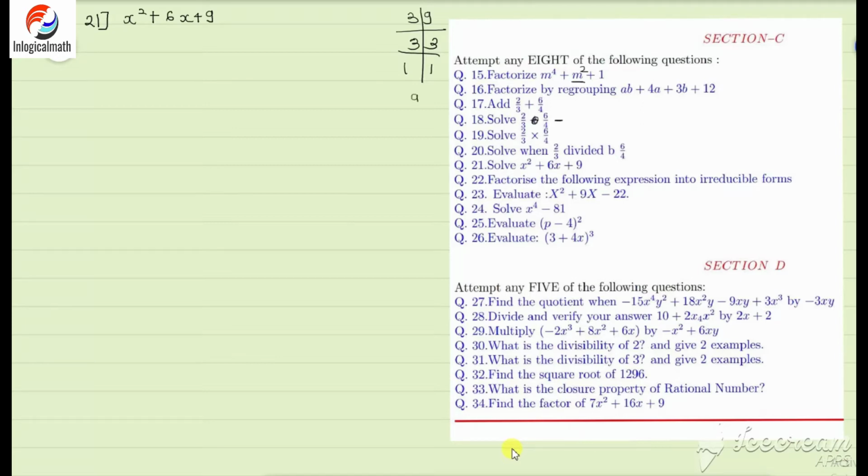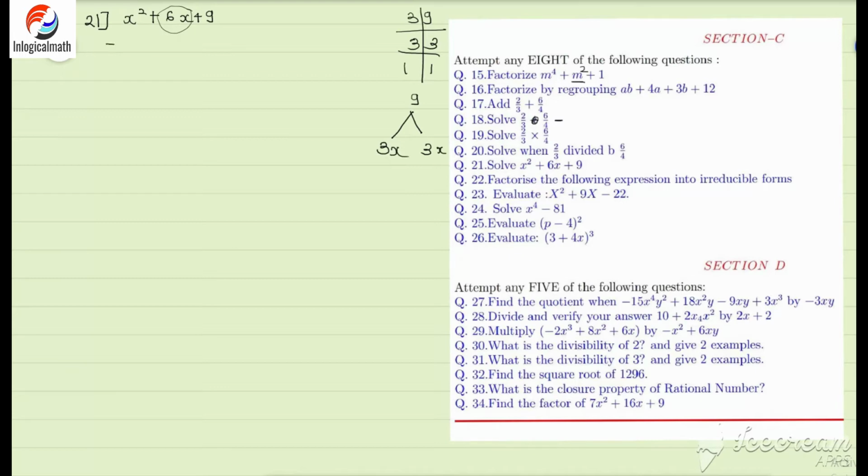So we have to split 9 in two parts such that the product is 9 and the addition must be 6. Okay, the addition must be the middle term. So 3 3s are 9, and for the addition we want 6, basically 6x. So we get x square plus 6x plus 9.